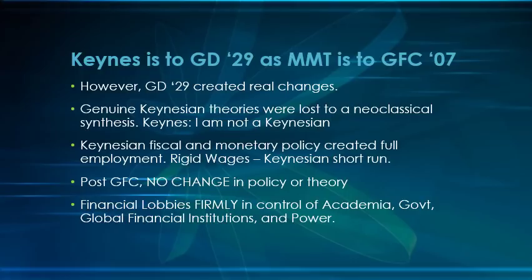But then after the oil shock in the early 70s, we saw stagflation, which was inflation combined with unemployment, and that led to the rejection of Keynes and the rise of the Chicago School, which is very strongly aligned with the interests of the rich and the powerful.